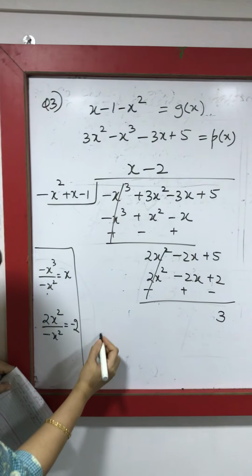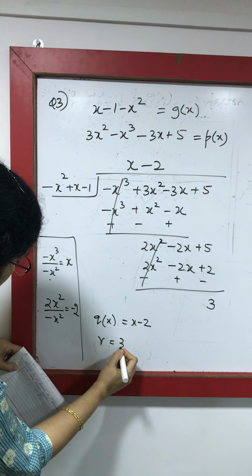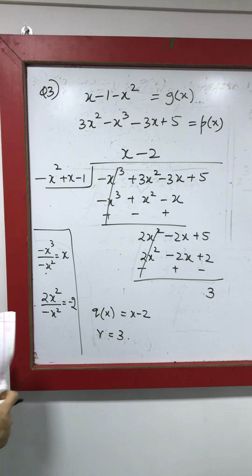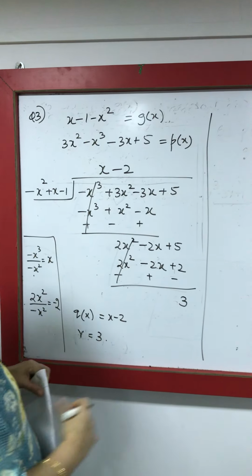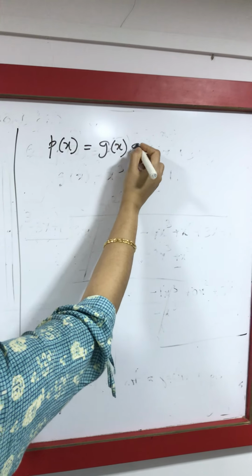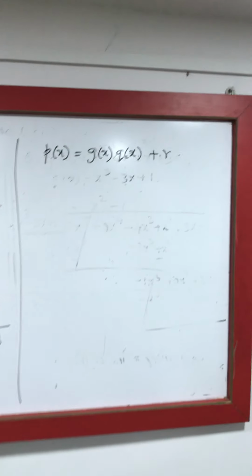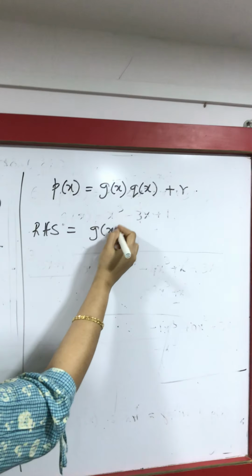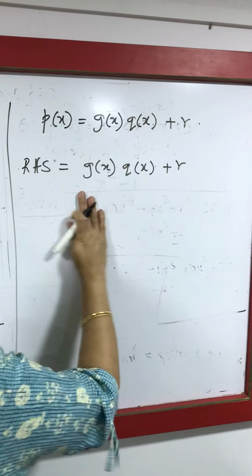We have to now verify remainder 3. We have to verify whether the division algorithm is valid. Division algorithm to be verified is Px is equals to Gx into Qx plus R. This is the division algorithm to be verified. So we write RHS, that is Gx into Qx plus R is to be verified.